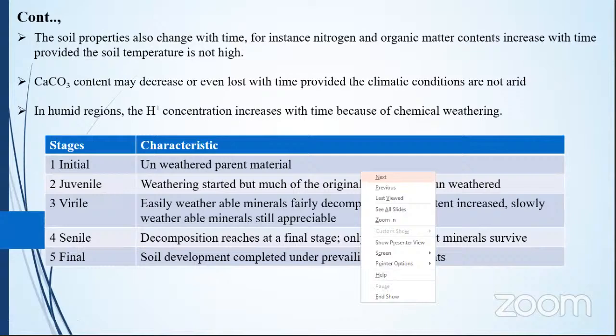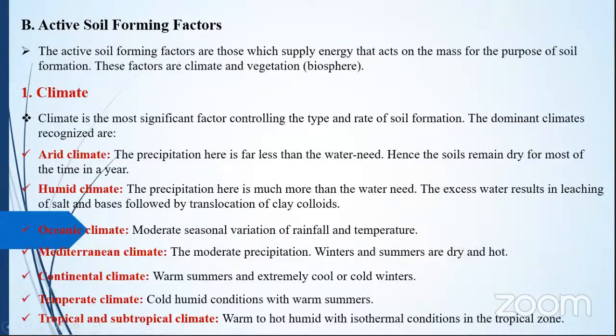Next, after we have completed the passive soil forming factors, another one is the active soil forming factors. What are those? The active soil forming factors supply energy. They act on the mass which is provided by the passive soil forming factors. These factors are climate and vegetation. Vegetation is nothing but the biosphere. Mostly in pictures, we see animals and plants.